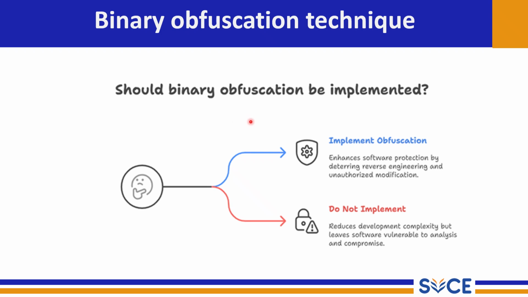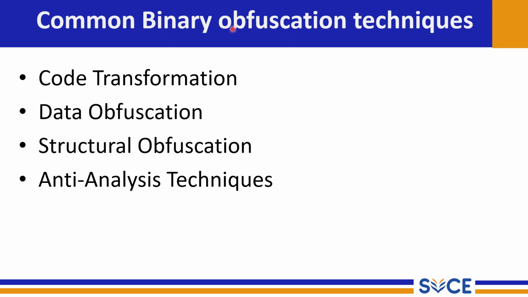Okay, and next one, let us see what the common binary obfuscation techniques are. So first of all, it is code transformation. Second, data obfuscation. Third one, structural obfuscation. And last one, anti-analysis techniques. Okay. So first one, the code transformation.